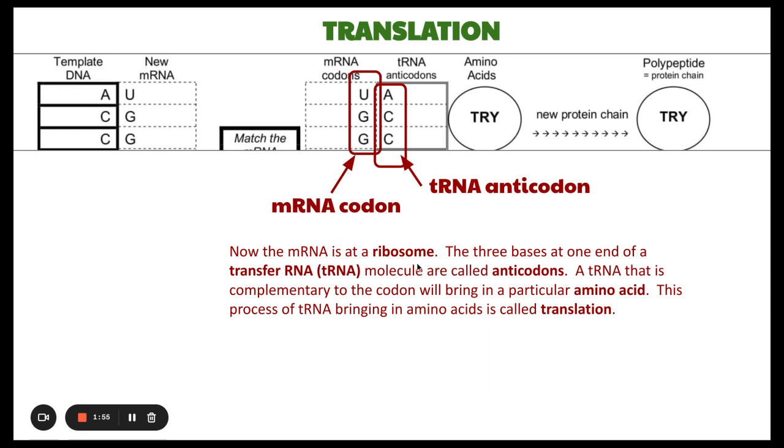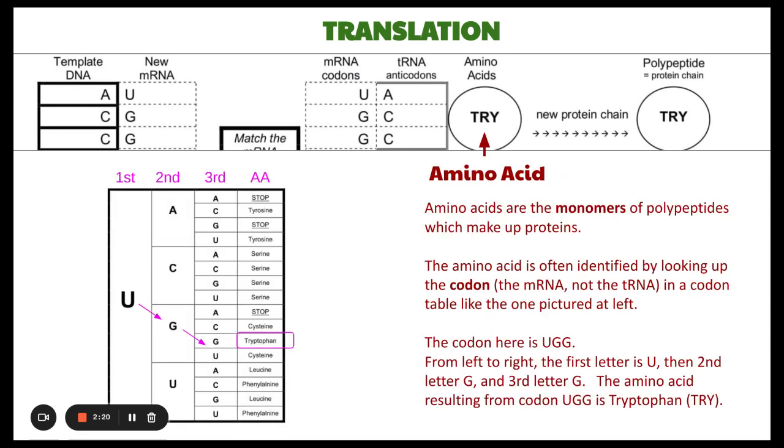Now the messenger RNA is at a ribosome. The 3 bases that made up your codon are going to have a complementary match in a tRNA anticodon. So the 3 bases of a tRNA molecule are referred to as an anticodon, and they are complementary to your messenger RNA codon. So C's and G's together and A's and U's together. Every tRNA has a specific amino acid that it brings in.